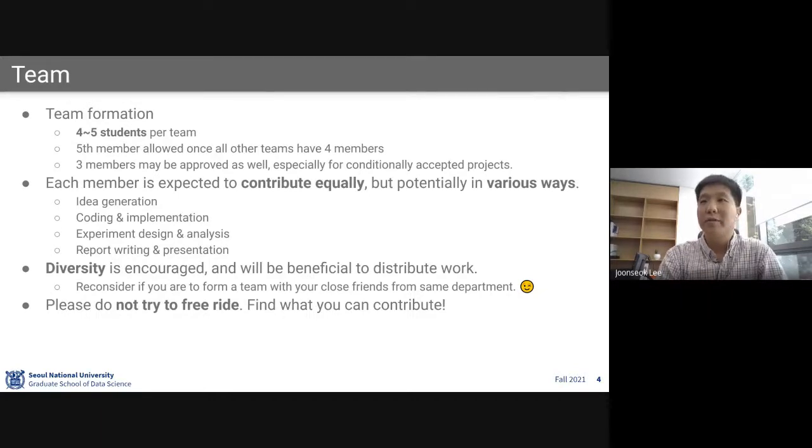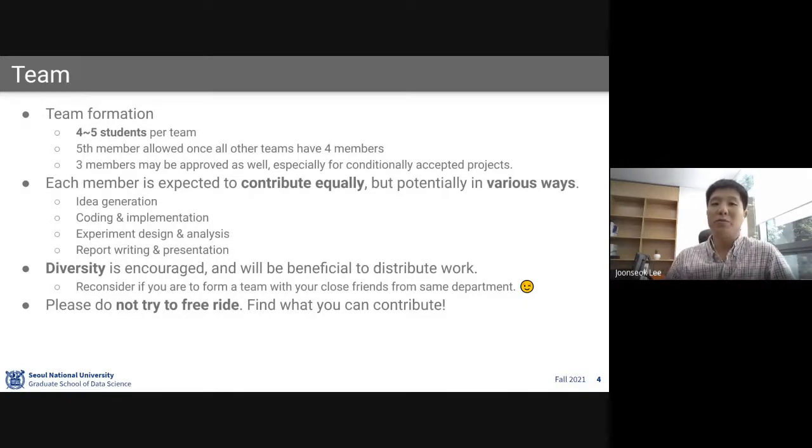And the team size is about 4 to 5 students. So basically, it will be 4 students for each team. And because we have more than 80 students, some teams will have 5 students. But the 5th member will be only allowed once all other teams have 4 members.